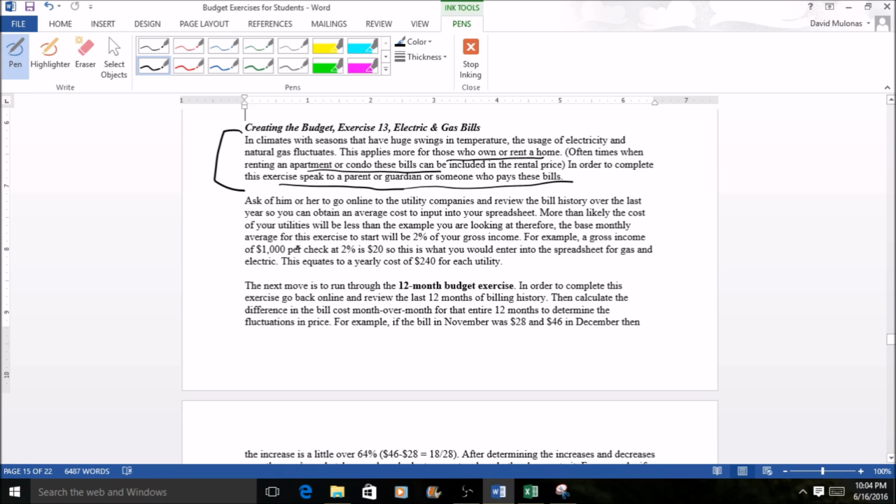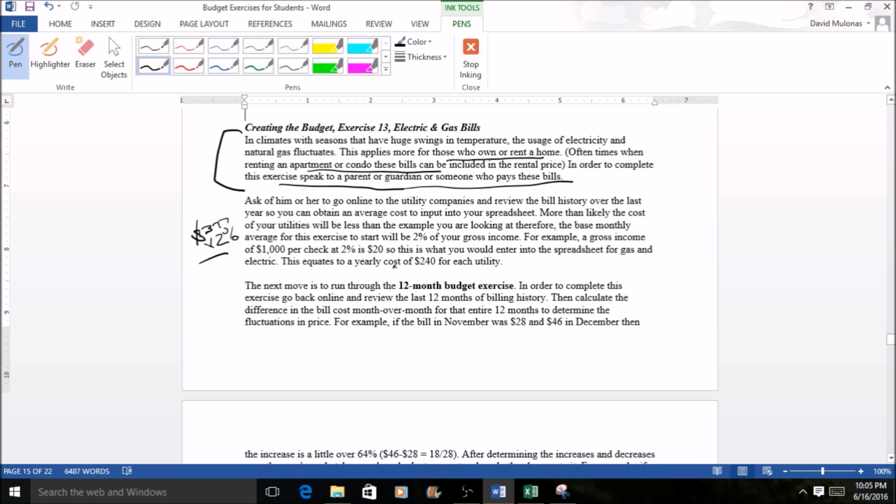What you need to do to start with is take your gross income. We said that the sample paycheck in the other exercise is $3,077. You need to take 2% of that. Whatever your gross income is, multiply it by 2% to come up with your base amount for your bills, and this is for electric and gas separately. For example, gross income of $1,000 per check at 2% means your bill would be $20. So that's what you want to do.